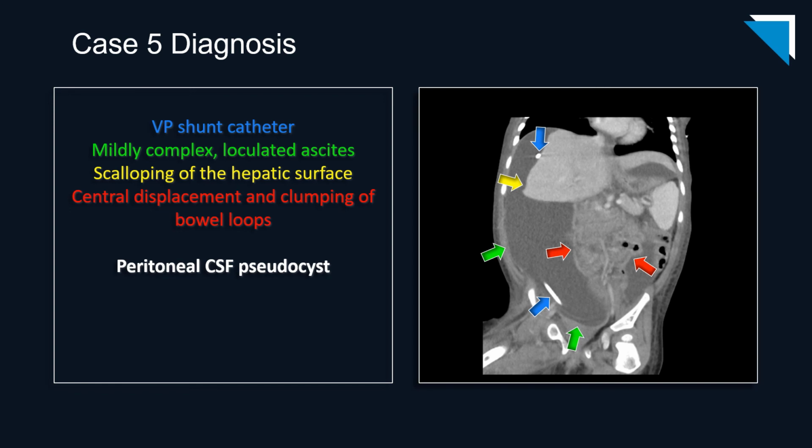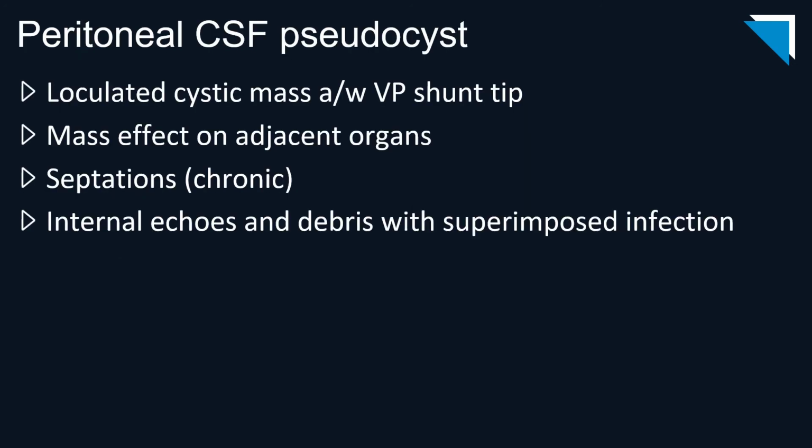The diagnosis in this case is a peritoneal CSF pseudocyst, which is an uncommon complication of VP shunt catheters. This case demonstrates the typical appearance with a loculated cystic mass associated with the VP shunt catheter tip and mass effect on the adjacent organs as we saw.